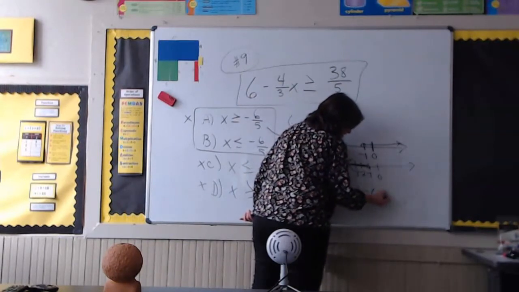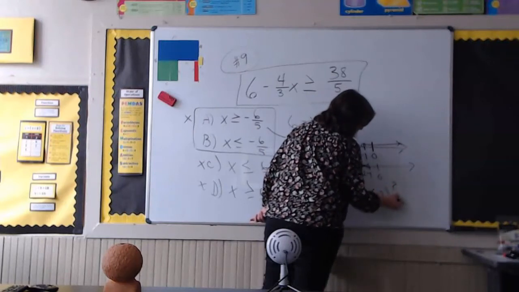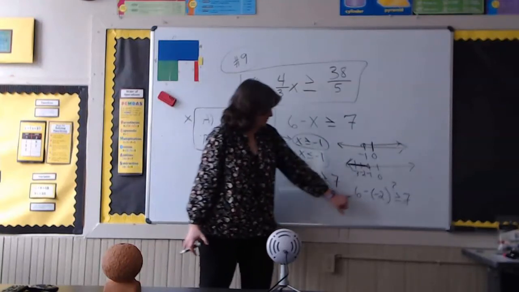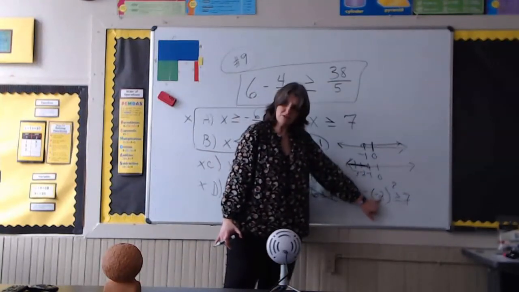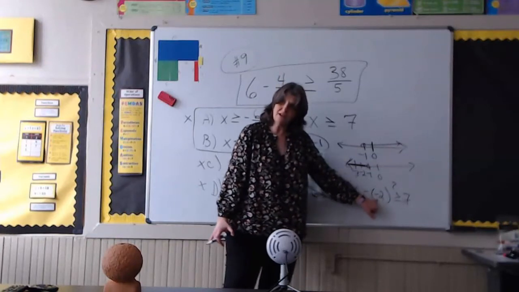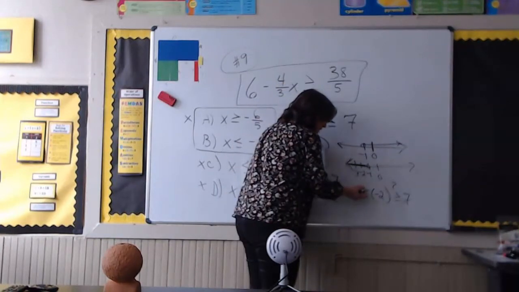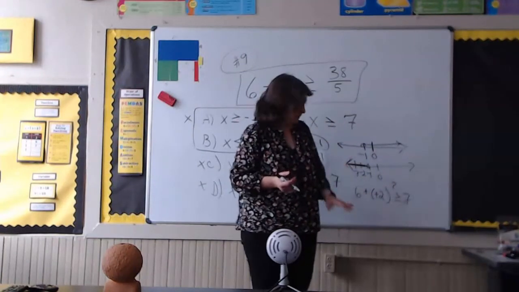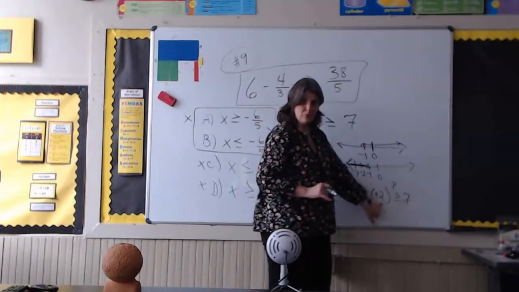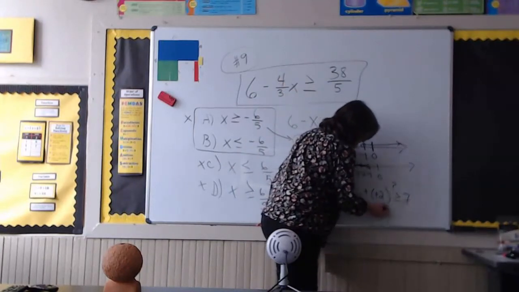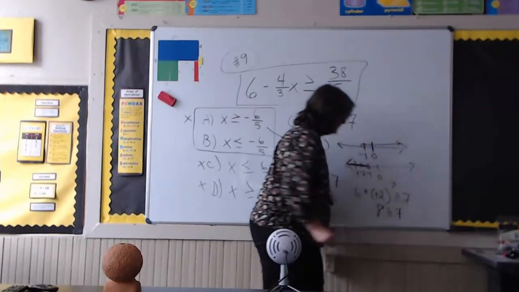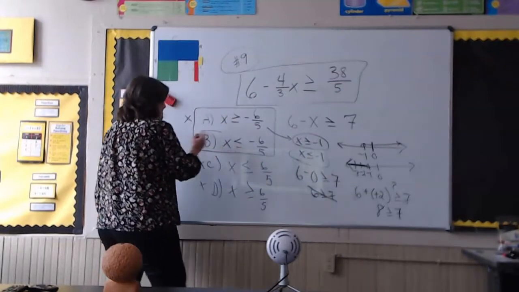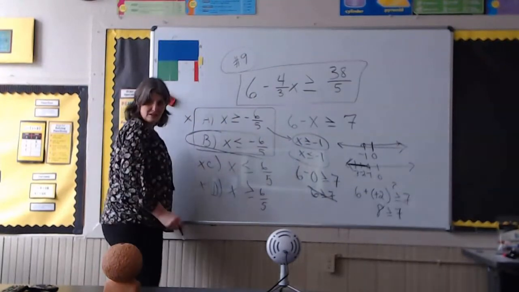6 minus a -2, is that greater than or equal to 7? Well, let's look at our math. 6 minus a -2. When you're subtracting a negative in a problem like that, the 2 negatives are going to cancel each other out and make that like an addition problem. So now my problem becomes 6 plus 2, which would be 8, is greater than 7. Is 8 greater than 7? Yes, every day. So our answer for this problem should be this.